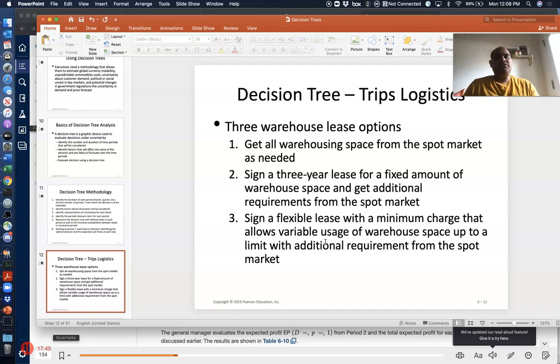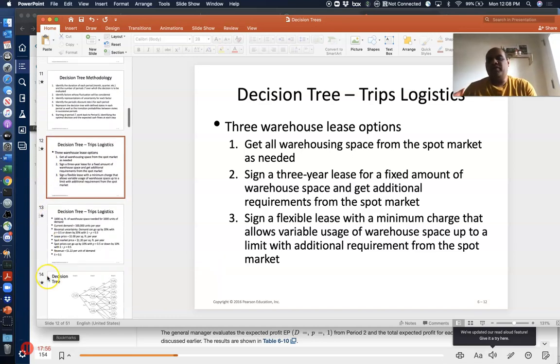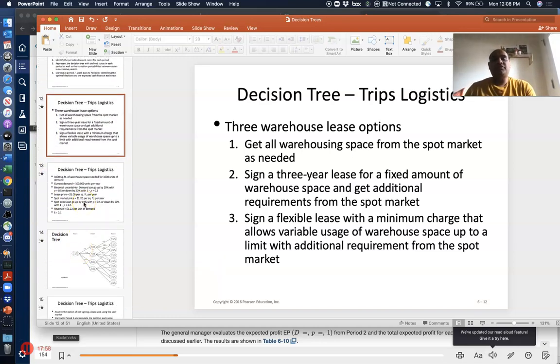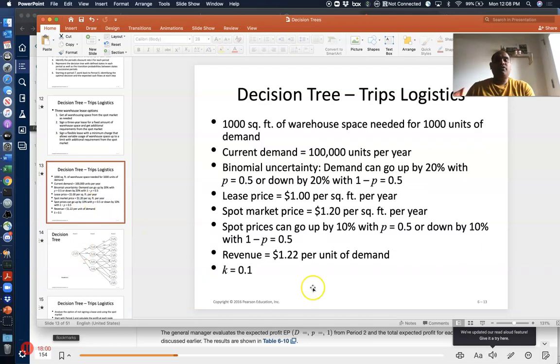So there's always a catch. There's never a free lunch, right? So let's evaluate these options. The very first thing that you always do with decision trees is build a decision tree. Before that, here is the data that we are going to be using. It's the same as before. We start off with a demand of 100,000 units, and we know that we need 1,000 square feet of space for every 1,000 units of demand. The current demand is 100,000.